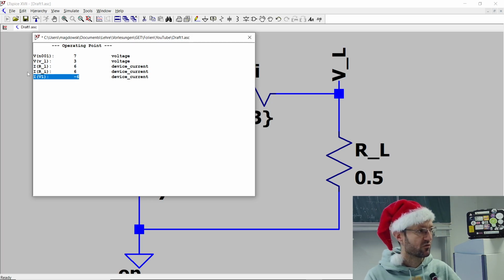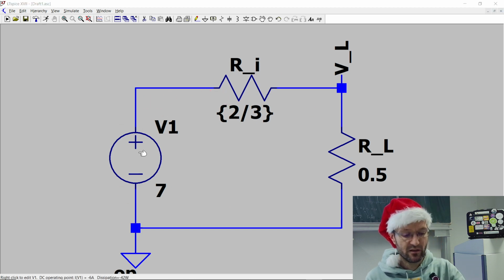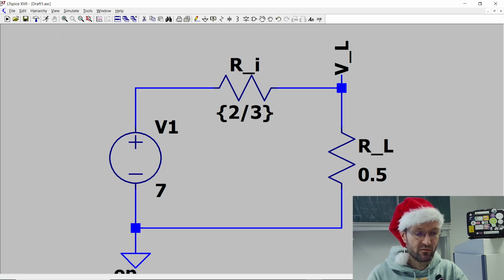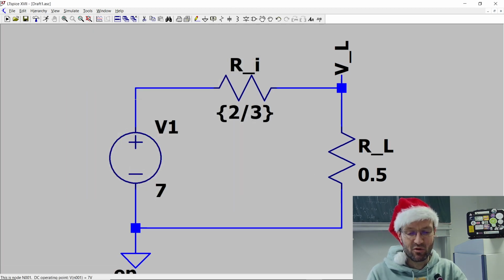but it's counted negative because, in LTspice, I don't know for which reason, positive current would flow from plus to minus, but our current is flowing in this direction, not in this direction. And that's why the current that we get here from the simulation result is negative through the source. Okay, so maybe somewhere that makes sense, maybe not, I don't know.